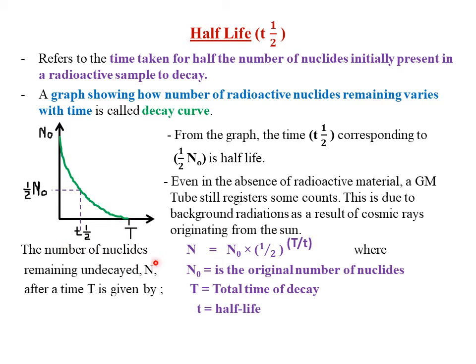So this is the formula that we use to calculate the half-life: the number of nuclides remaining undecayed, N, after a given time T is given by the formula N equals N naught, where N naught represents the original number of nuclides which were initially present in the sample, then multiplied by a half to the power of capital T. So capital T in this case simply represents the total time taken to decay. Then small t represents the half-life in this particular case.